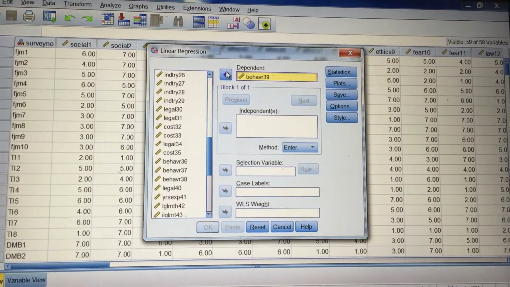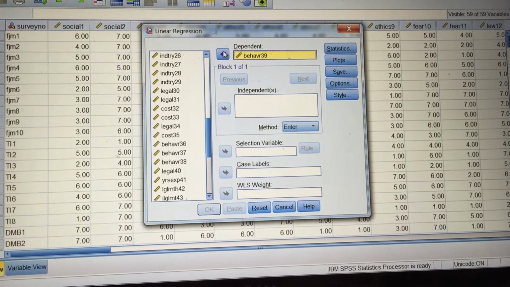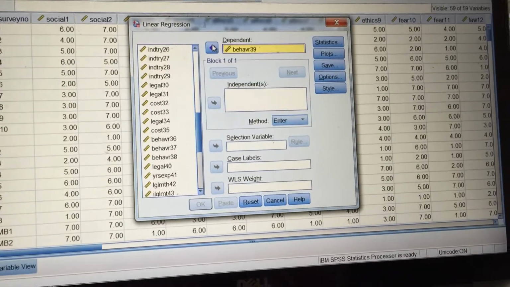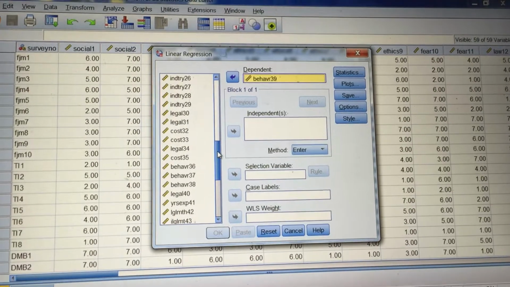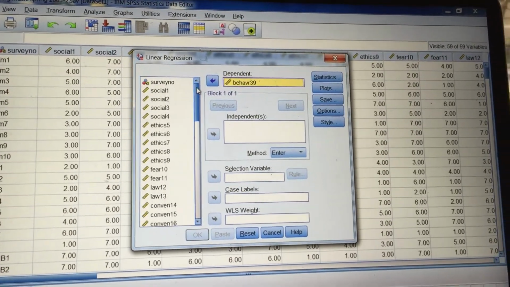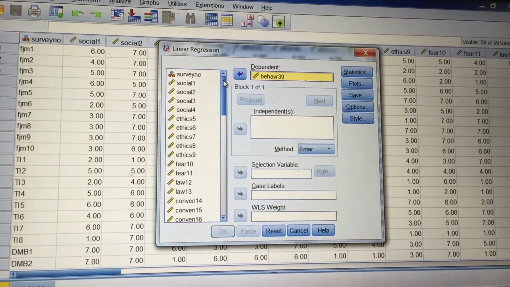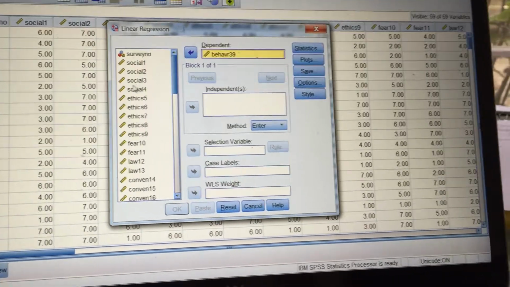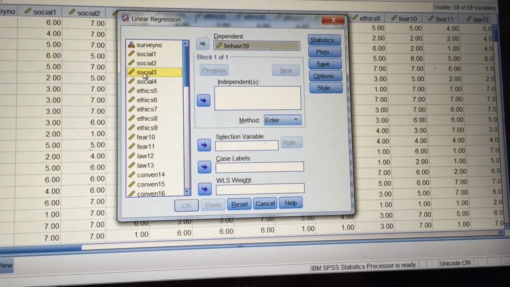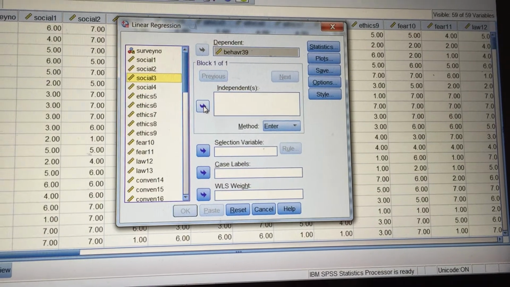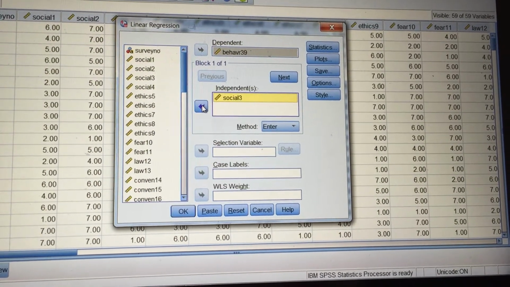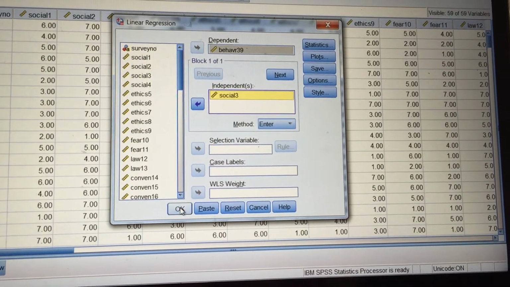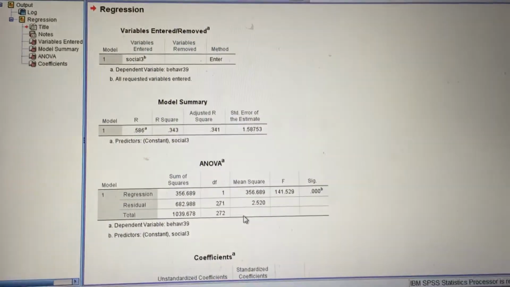I'm going to start by making this a bivariate regression, which means I will only have one independent variable. And remember that all the independent variables must be statistically significant. And I've played with this data set, so I know that social 3 predicts a lot of the dependent variable. So I'm going to move that in, simply say OK, and look at what I've got.